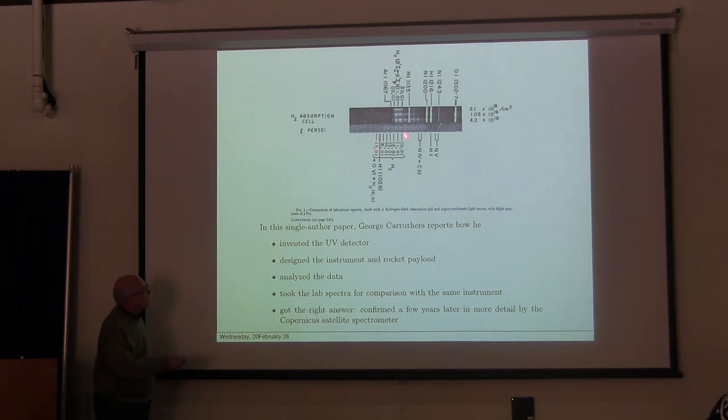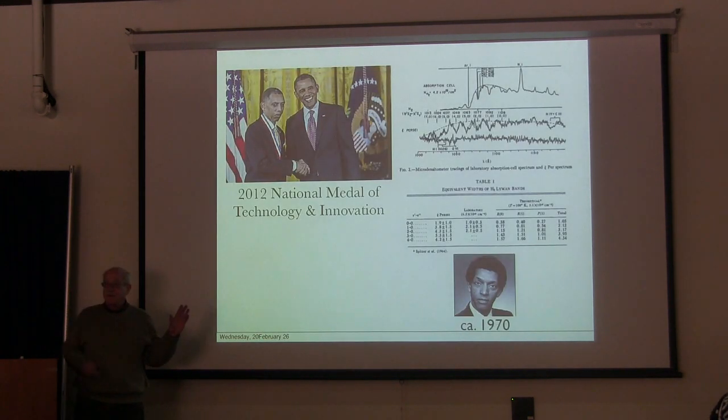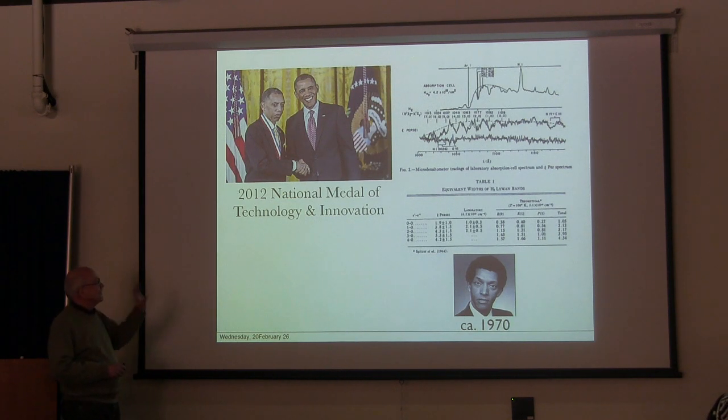Even from what looks like a relatively crude spectrum here, he got the right answer for the column density of H2 and something about the distribution of the H2 among its rotational states. This was later confirmed in great detail with the Copernicus satellite spectrometer 3 years later. So, for all of these reasons, I think it's really important to remember this is a historically important contribution. And here's a little bit more information from the discovery paper.